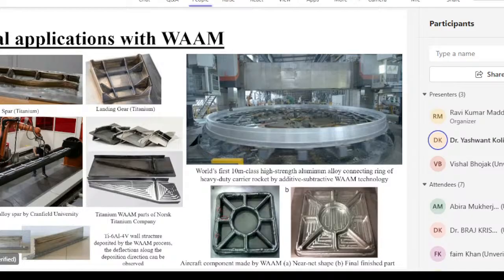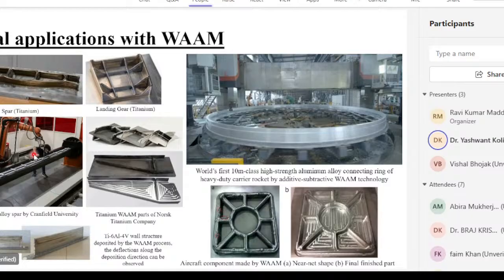And this is very interesting: a 6-meter-long aluminum alloy spar by Cranfield University. Cranfield University has a story behind this. There was a PhD student who passed his PhD and made a company called WAAM 3D. He is fabricating all the WAAM components using CMT integrated with a CNC robot or CNC router, or a KUKA robot or any other 6-degree-of-freedom robot.